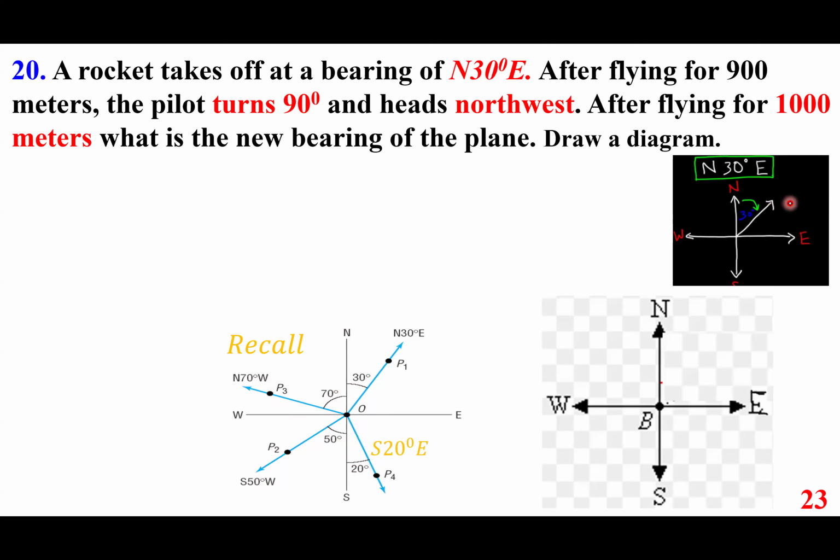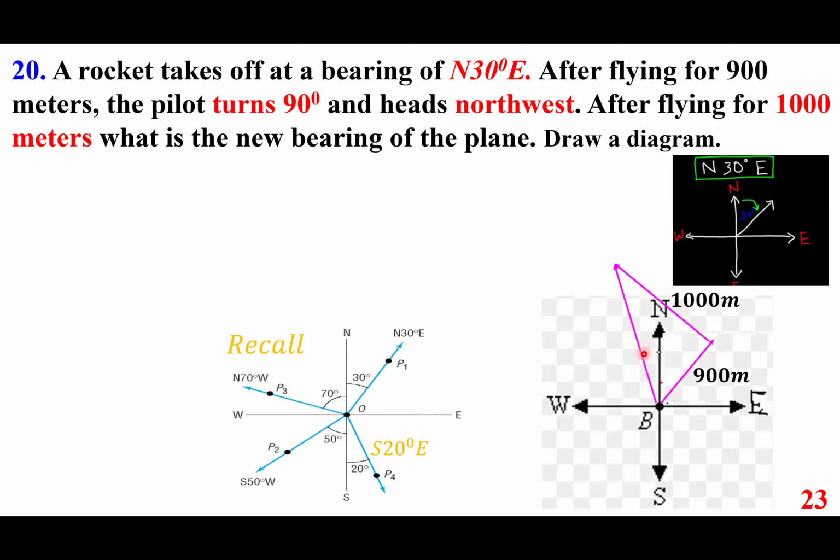Okay, after flying 900 meters. So first we go 900 meters. Then we make it 90-degree angles, either this way or that way. That is a 90-degree angle. So drop a perpendicular. Which way? We're going to go with northwest. So we go this way. You can go even down for 90 degrees, but that way we go 1,000 meters. What is the new bearing? So we do the drawing, and the bearing is clearly going north.